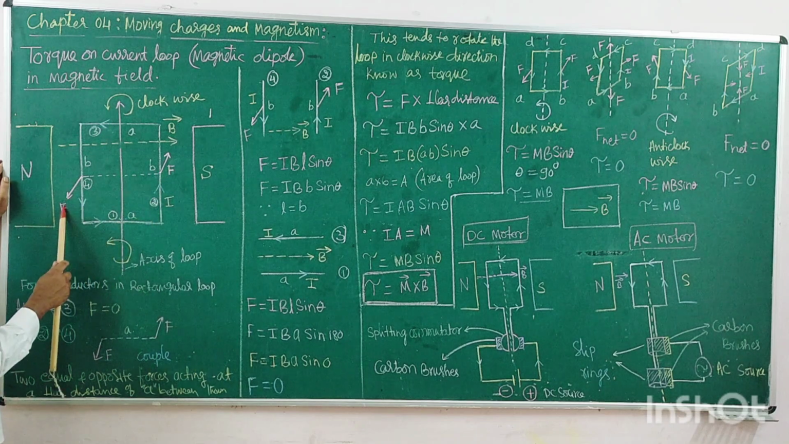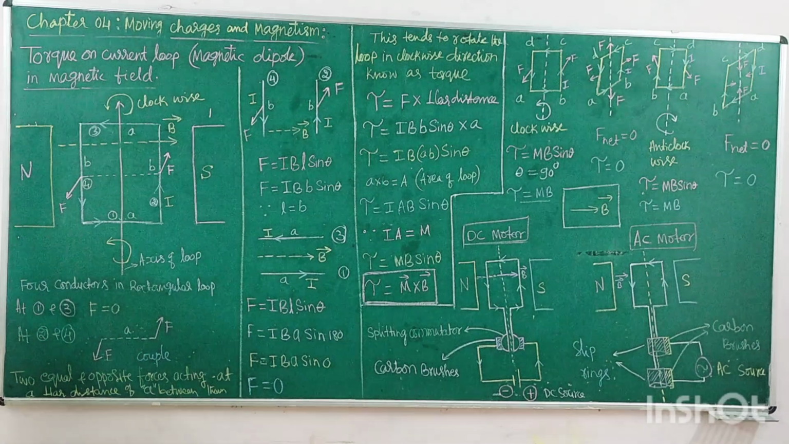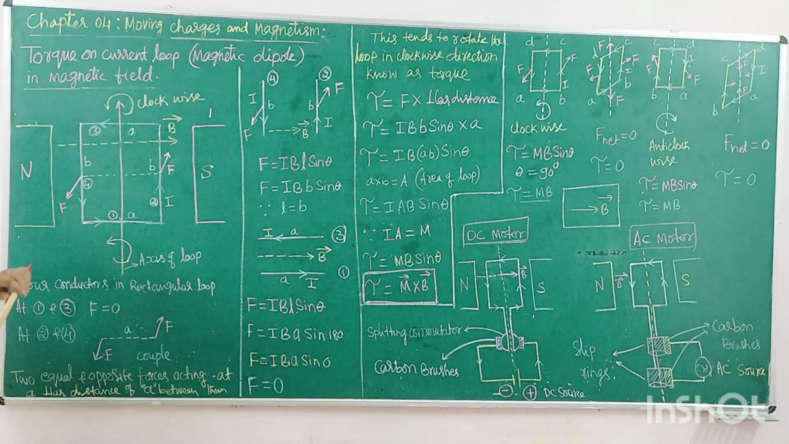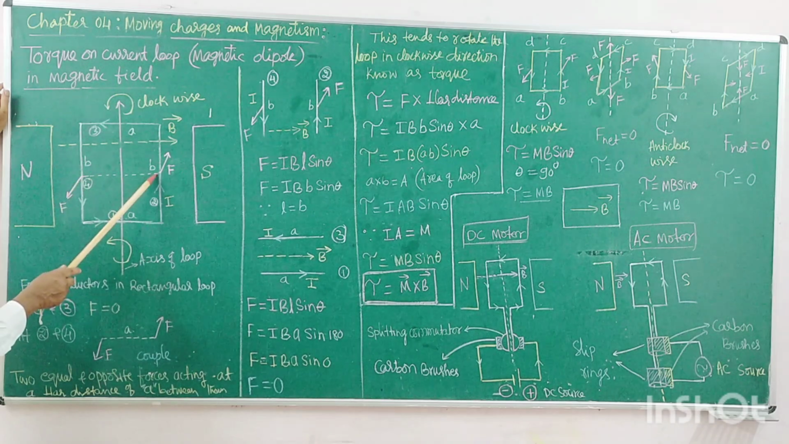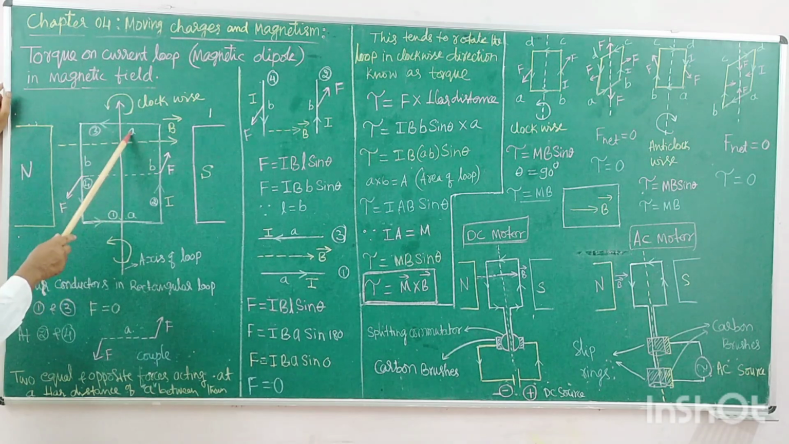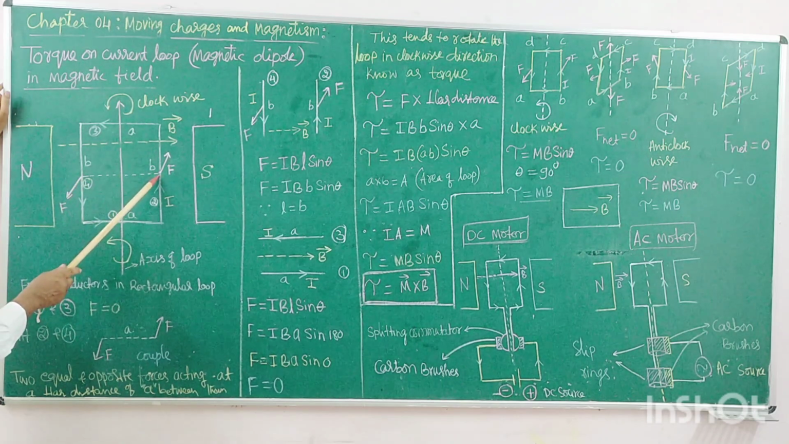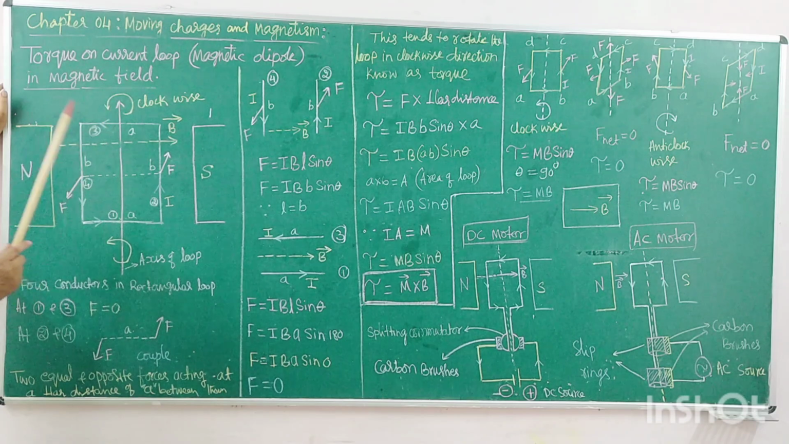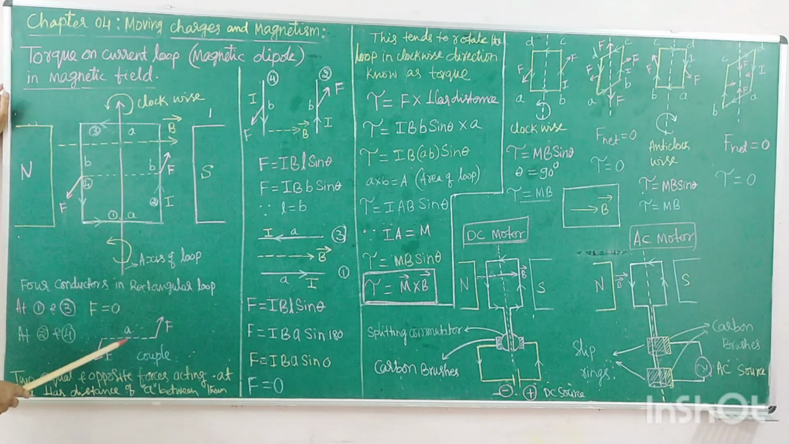Both forces are the same, but in the opposite direction, and not in the same line. They are separated by a distance. This is a perpendicular distance. The distance, of course, is A. So there are two equal forces acting in the opposite direction, not in one line, separated by a perpendicular distance, like this. The same case.